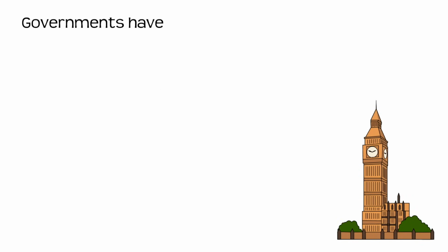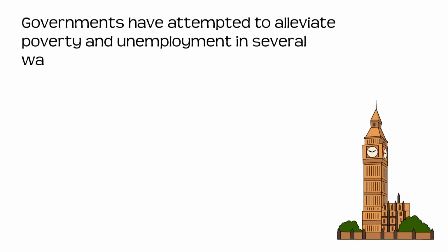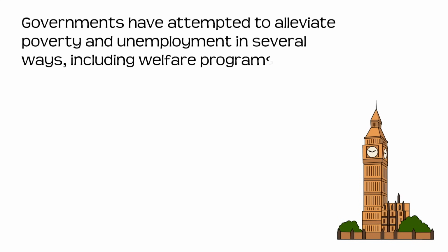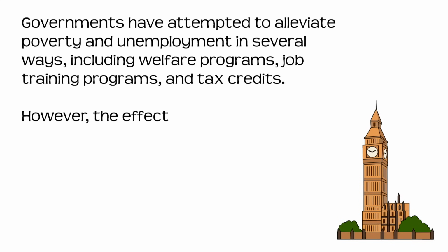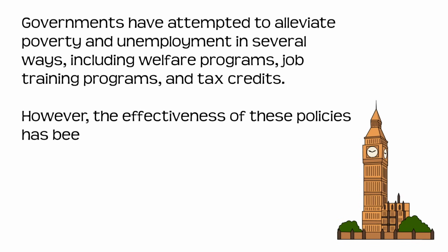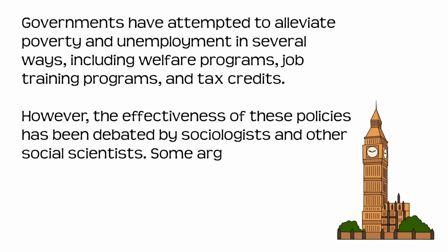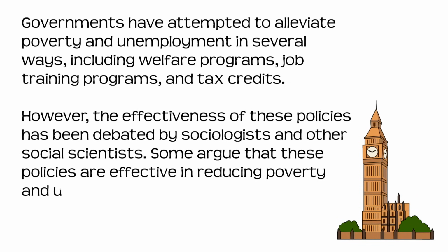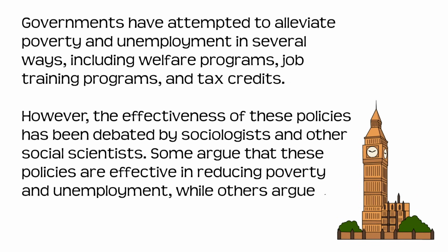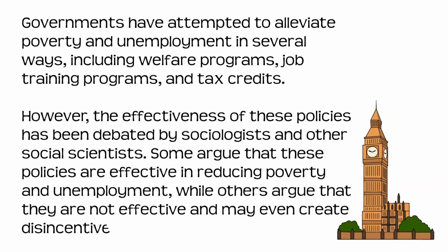Governments have attempted to alleviate poverty and unemployment in several ways, including welfare programs, job training programs, and tax credits. However, the effectiveness of these policies has been debated by sociologists and other social scientists. Some argue that these policies are effective in reducing poverty and unemployment, while others argue that they are not effective and may even create disincentives for people to work.